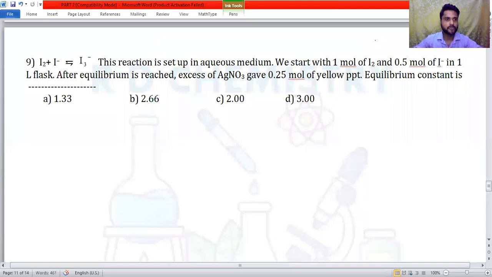Question number 9. I2 plus I minus gives I3 minus. This reaction is set up in an aqueous medium. We start with 1 mole of I2 and 0.5 mole of I minus in a 1 liter flask. After equilibrium is reached, excess of silver nitrate gave 0.25 mole of yellow precipitate. Therefore, the equilibrium constant is a numerical type question. So let me write the equation: I2 plus I minus gives I3 minus.